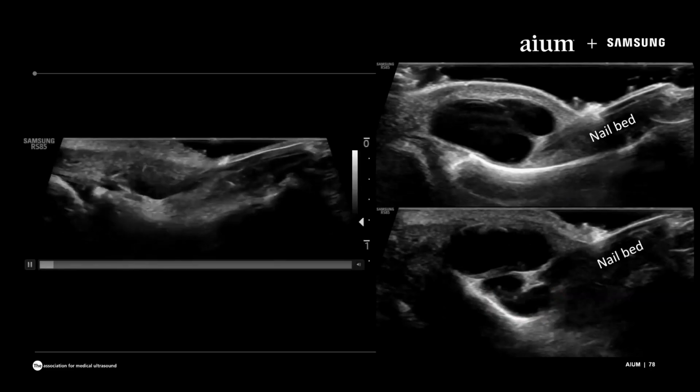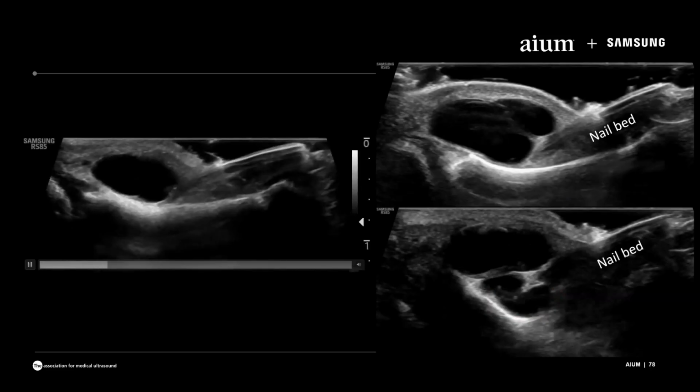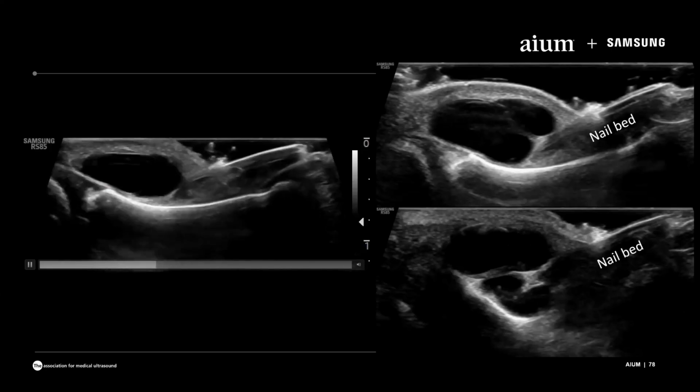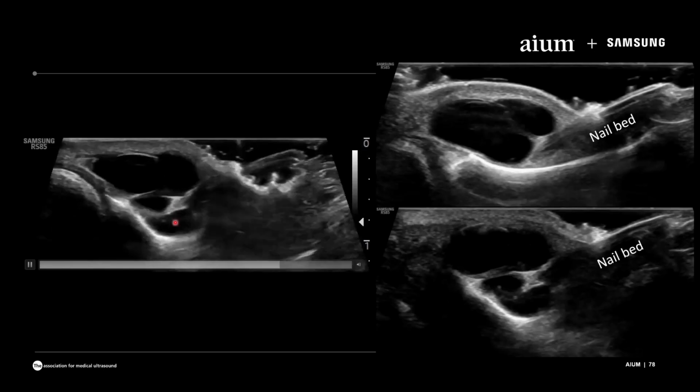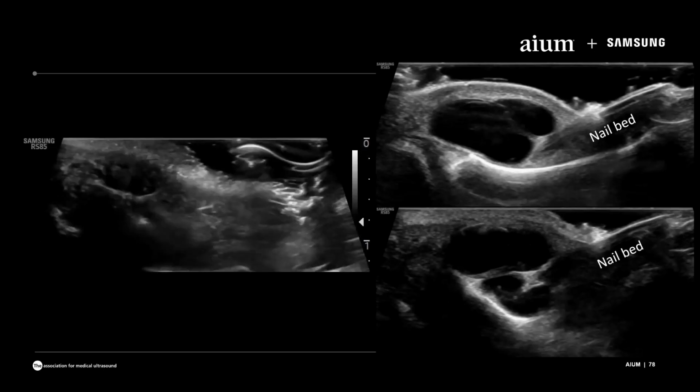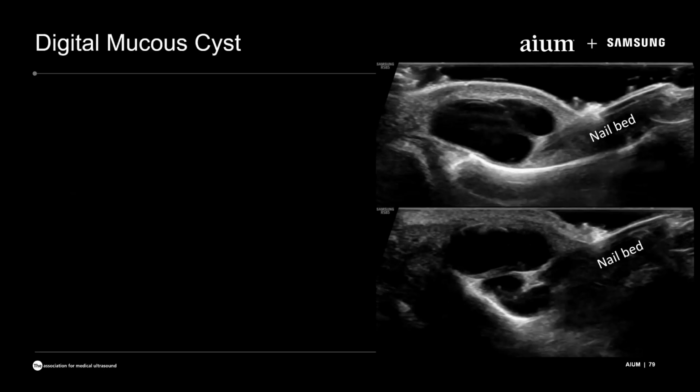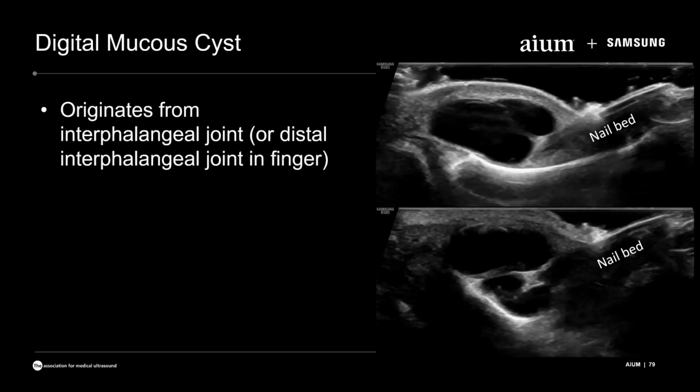So here it is on real-time imaging. There's the cyst partially overlying the IP joint. There's the nail. And notice how the cyst is slightly multilocular, insinuating right here deep to that nail bed. So that is very typical for a digital mucus cyst. So these are ganglion or degenerative cysts that occur in a very specific location, usually arising from the interphalangeal joint of the thumb, or if it's the finger, it'll be the most distal interphalangeal joint, and then kind of extending towards the nail bed, and it may insinuate deep to it. So a digital mucus cyst.